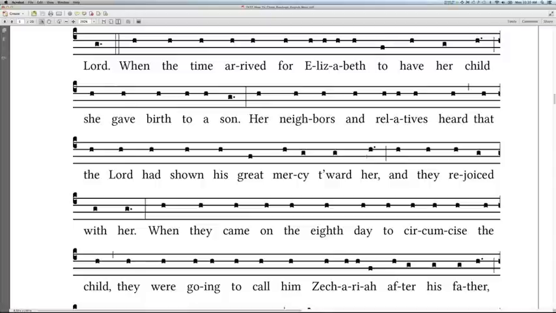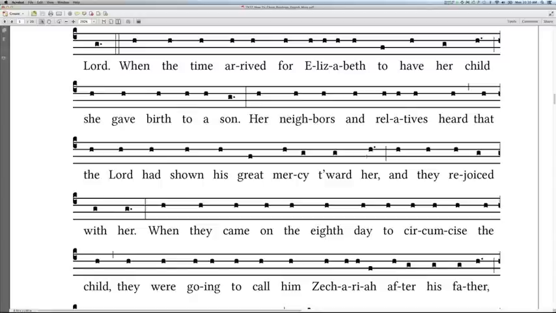You'll see that you don't say "and they rejoiced with her." I mean, that just sounds goofy. "Her neighbors and relatives heard that the Lord had shown his great mercy toward her, and they rejoiced with her." That just doesn't make sense. "And they rejoiced with her" is how you say it, and so that's how you sing it.